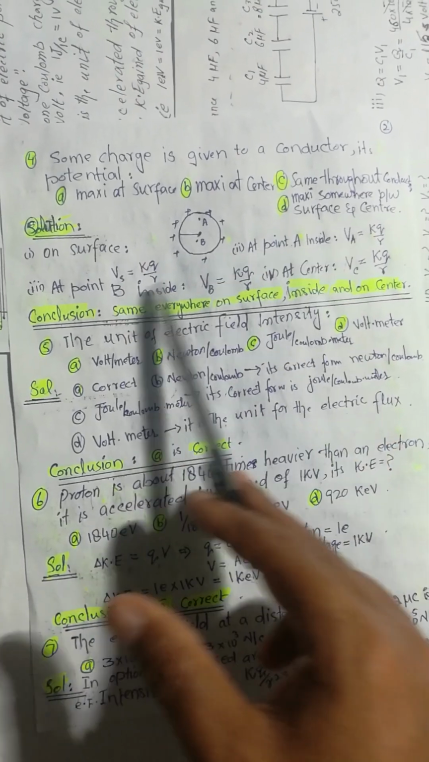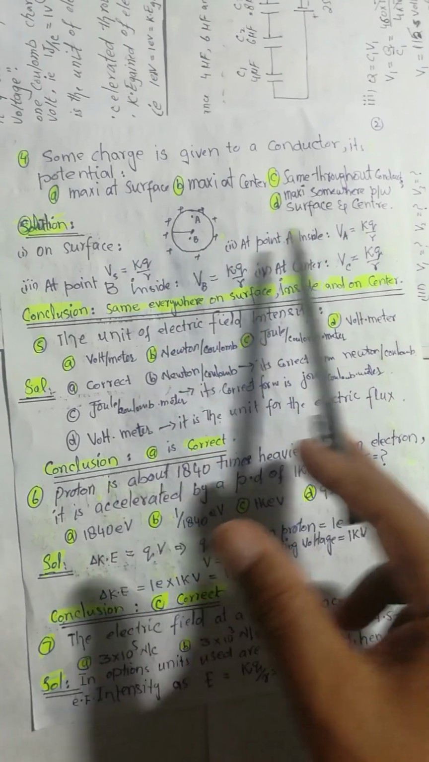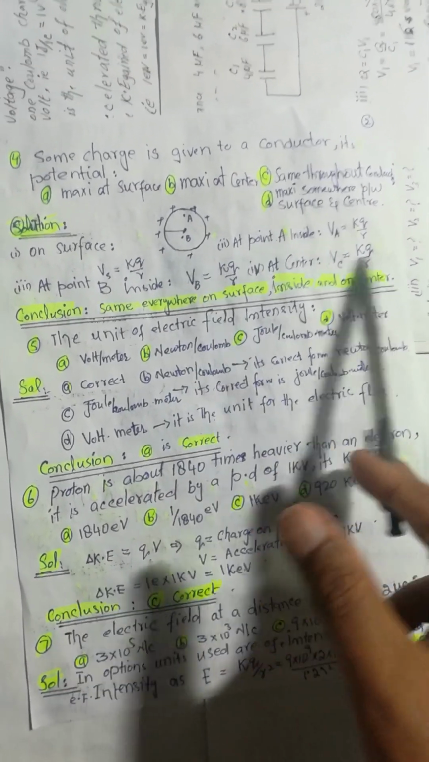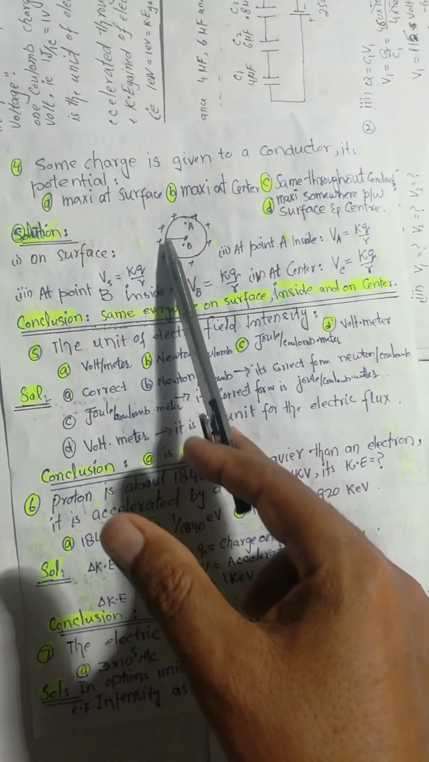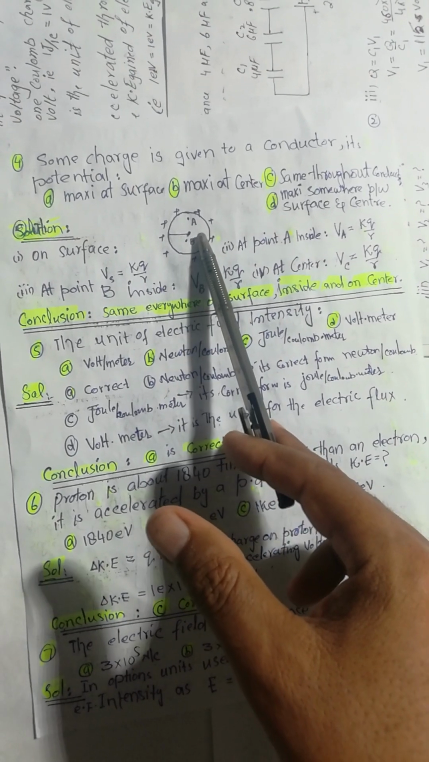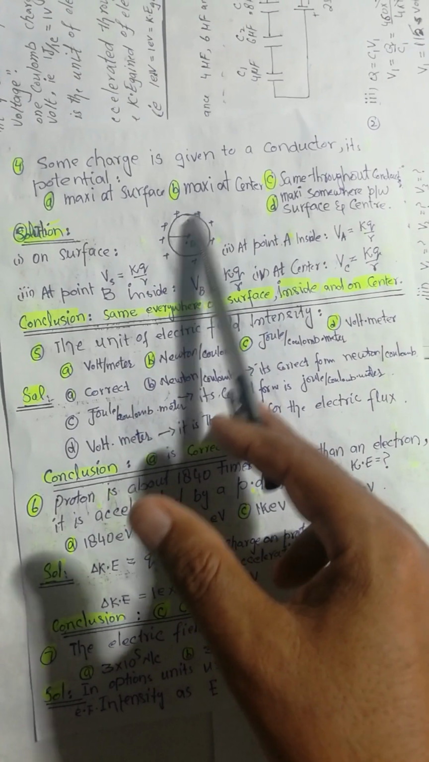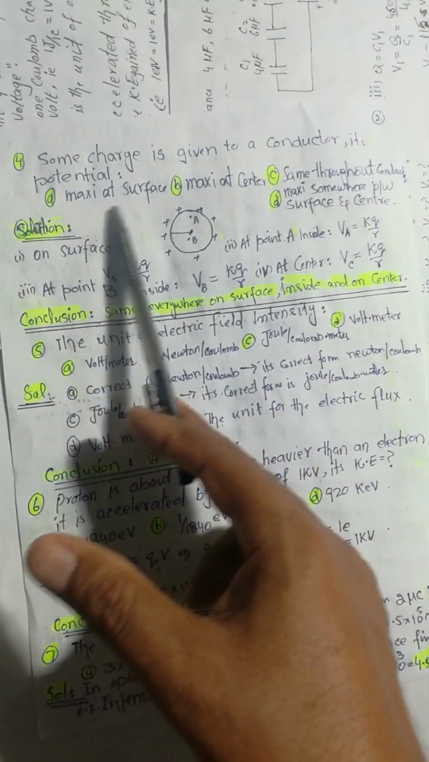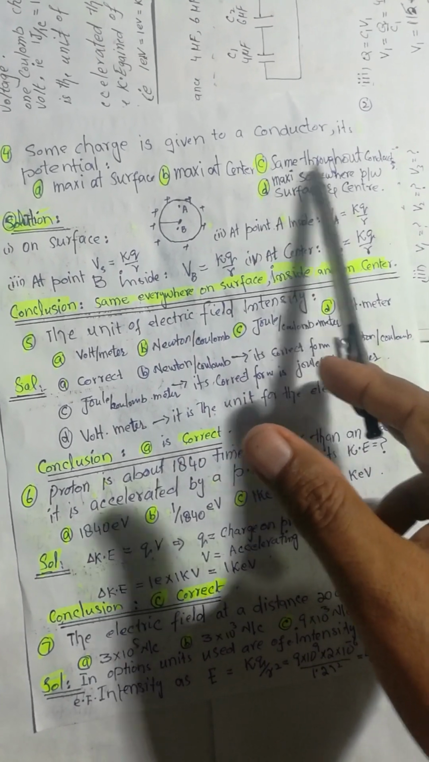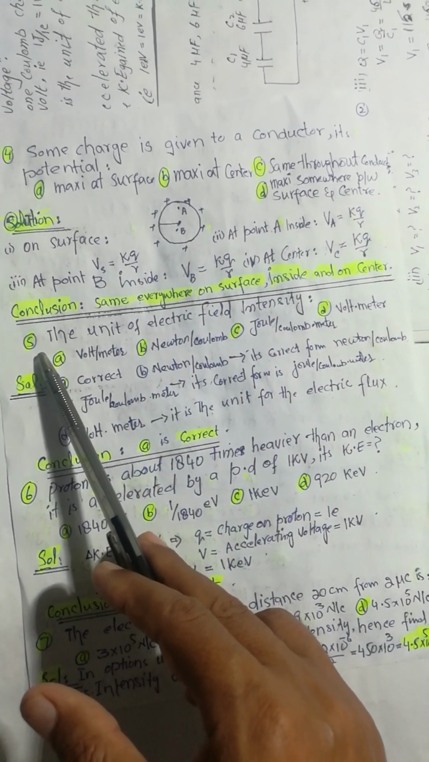From all these equations, we see that the values are the same: kq by r, kq by r, kq by r, kq by r. It means that the electric potential on the surface and inside the surface, anywhere, even at the center, will remain the same. So 4 options are given, but option C is correct. The electric potential will be the same throughout the conductor.